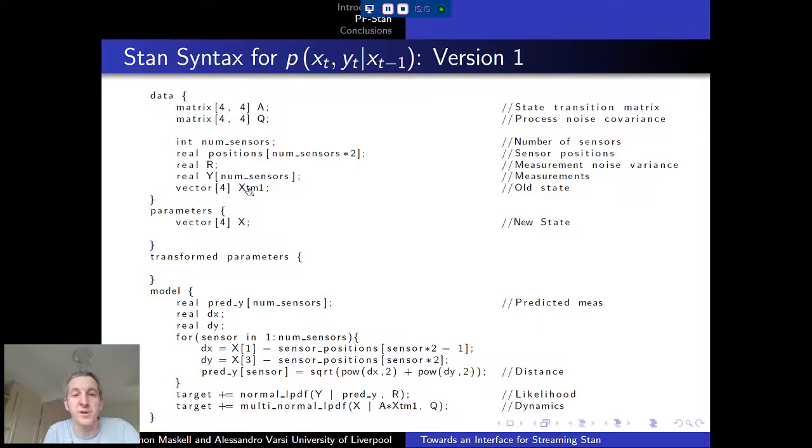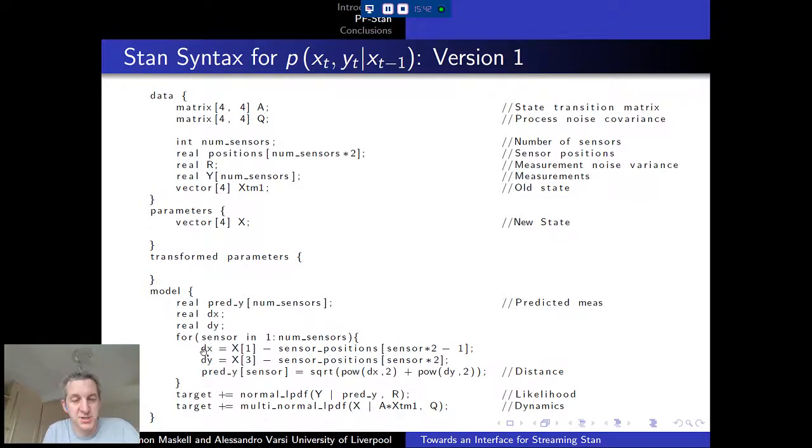And the previous state, which is a kind of placeholder that gets used by our particle filter. And we're interested in making inference about parameters that we'll call X. And we have a model down here which identifies some variables called the predicted measurement, predicted Y, dx and dy.